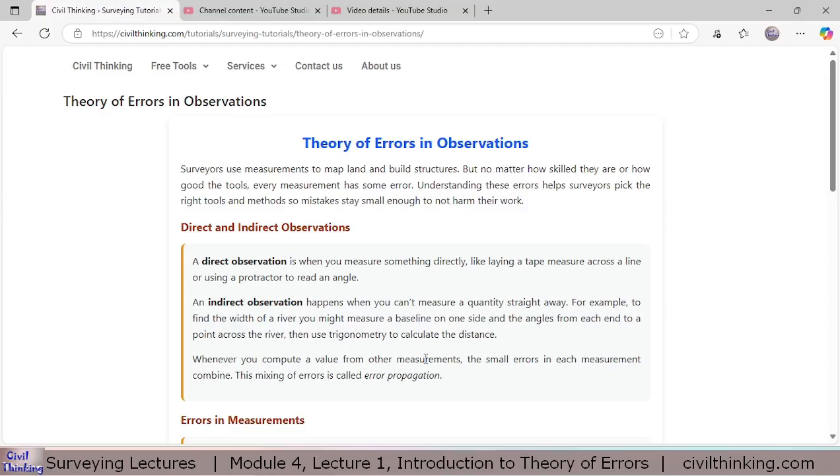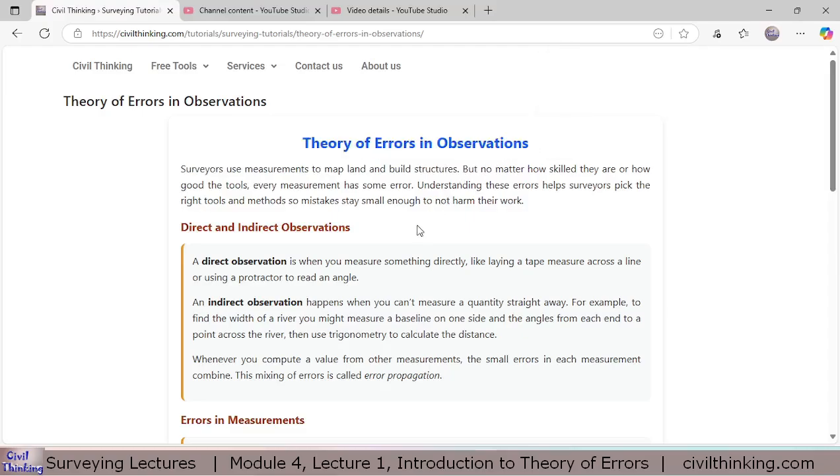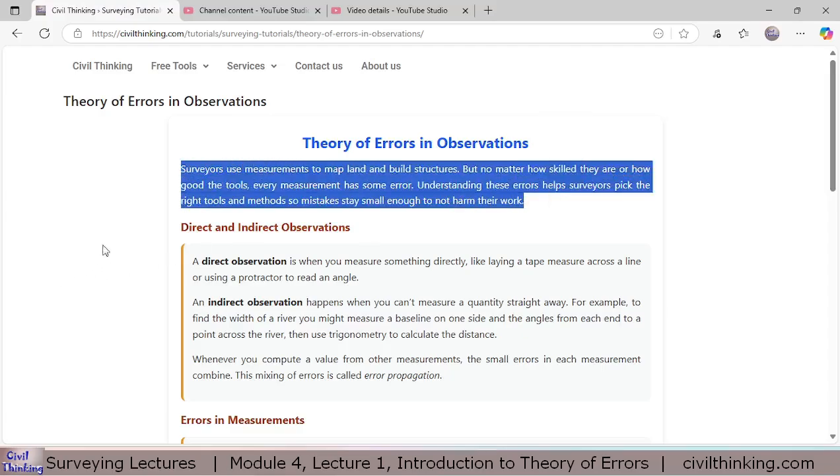Now coming to today's class. This is our new module and this is our first lecture in this module. We will see different types of errors and what we can do to minimize those errors. We know the theory of errors. This is a famous theory and we will see it in surveying. So let us read and see.